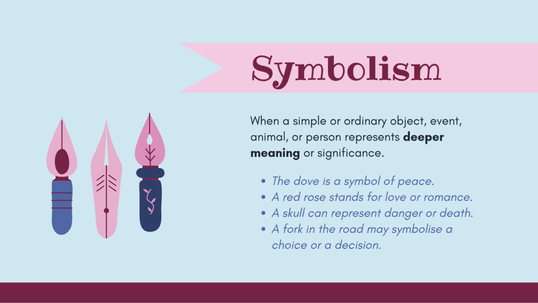Symbolism. When a simple or ordinary object, event, animal, or person represents deeper meaning or significance. The dove is a symbol of peace. A red rose stands for love or romance. A skull can represent danger or death. A fork in the road may symbolize a choice or a decision.